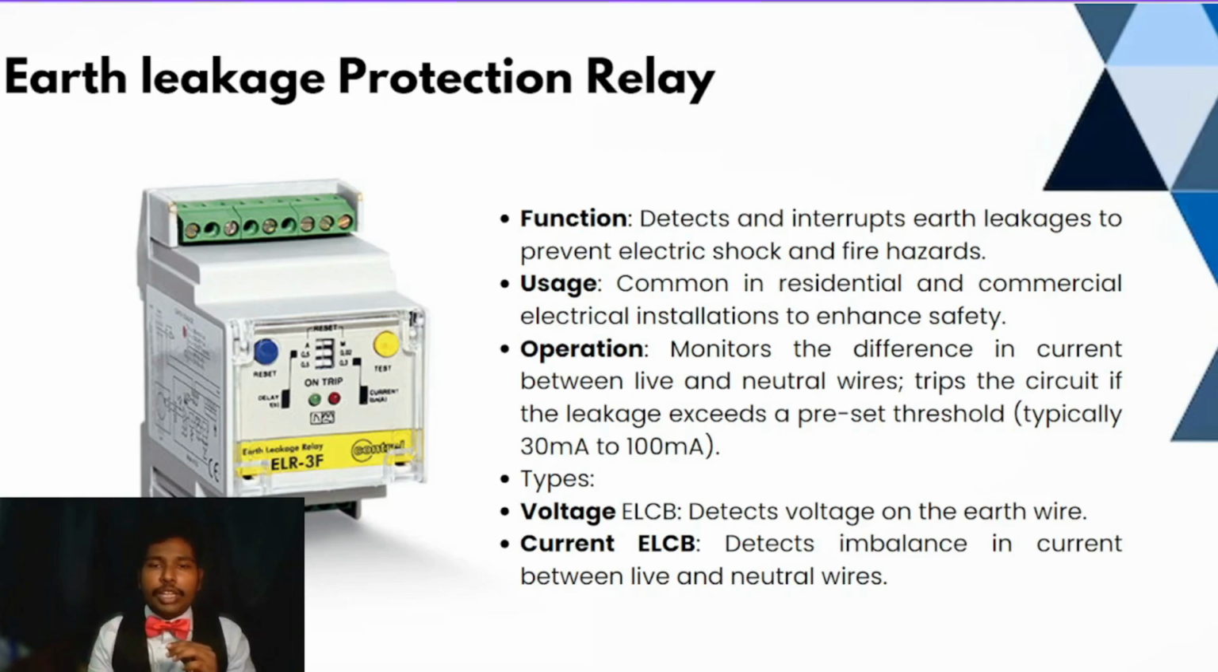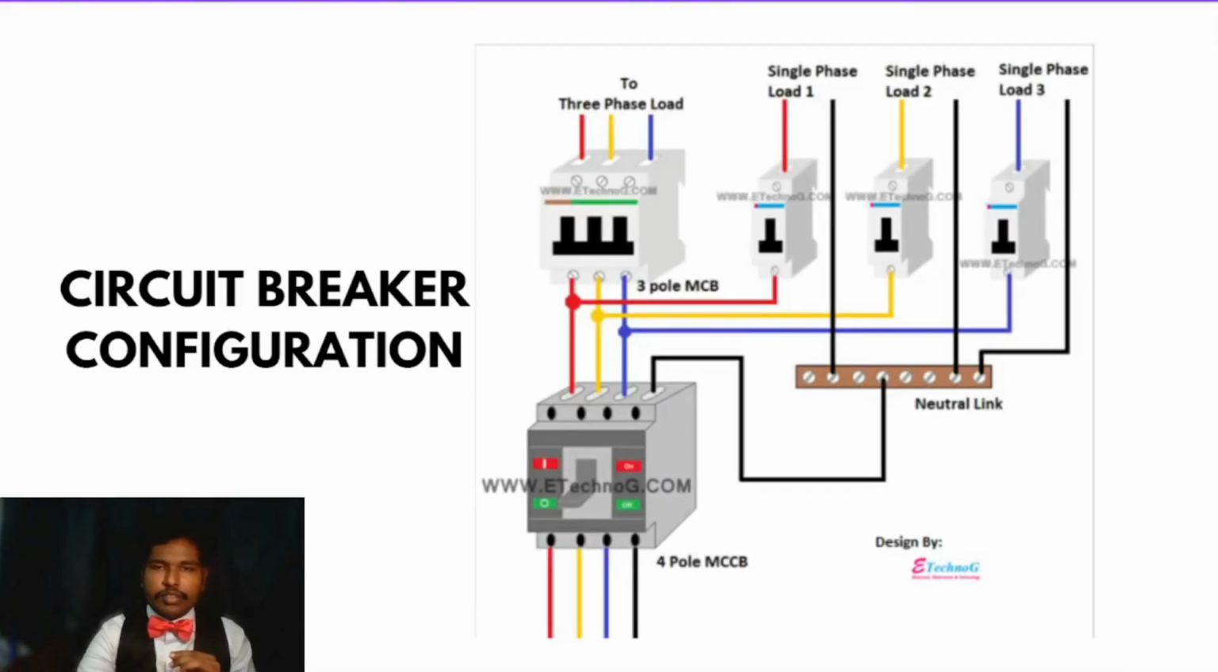The voltage ELCB detects the voltage leakage on the earth wire, while the current ELCB detects the current leakage between the live and the neutral wires. So this is a typical circuit breaker configuration that we used and also designed in this assessment 3.